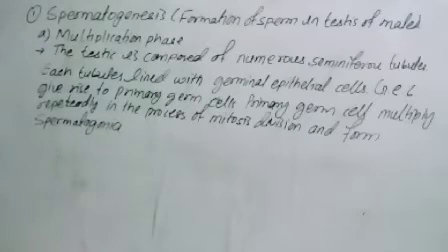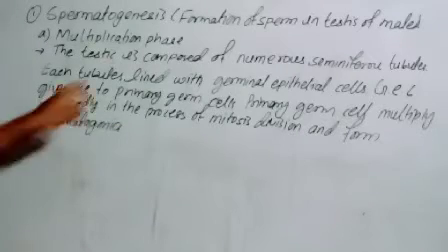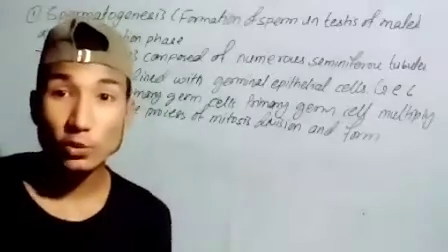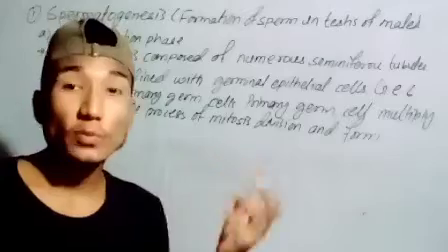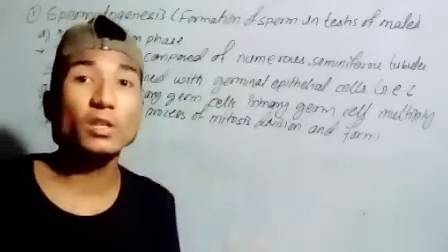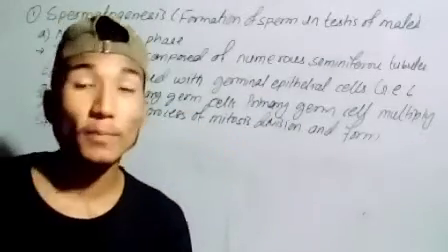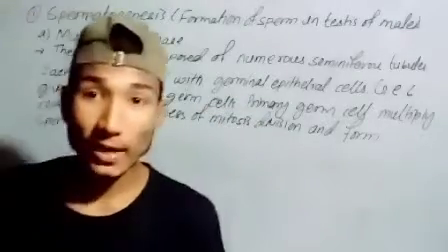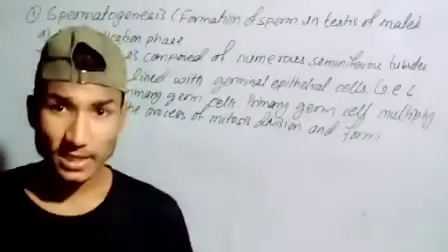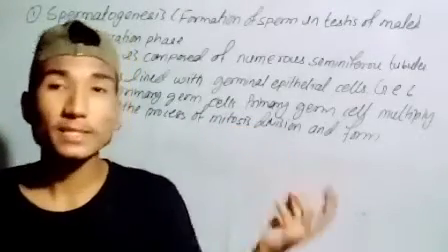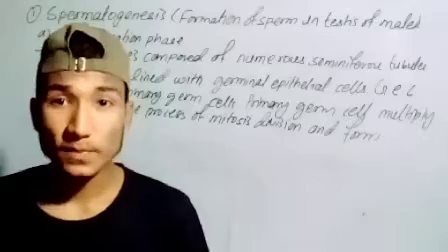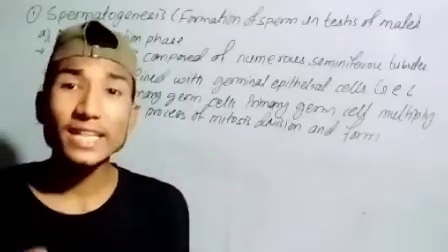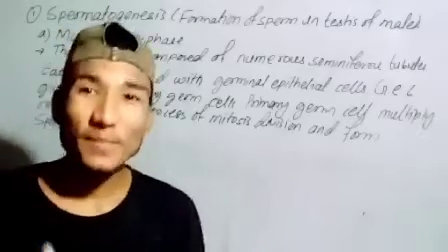Is it clear? Okay, I repeat. The testis is composed of numerous seminiferous tubules, and each of the tubules is lined with germinal epithelial tissue, and that germinal epithelial tissue is converted into the primary germ cell, and that primary germ cell multiplies by the process of mitosis. Mitosis means the diploid chromosome, having the same number of chromosomes, and formation of one cell. That cell is called the spermatogonia.